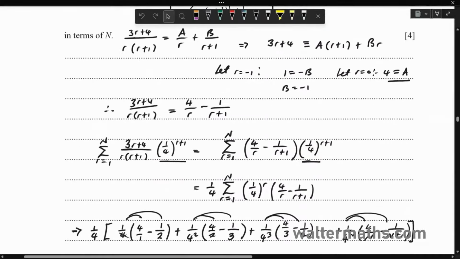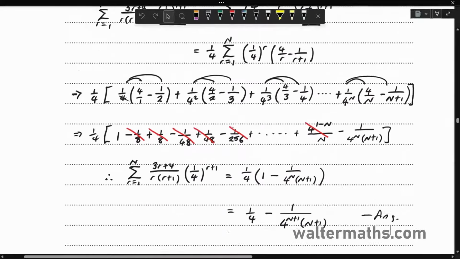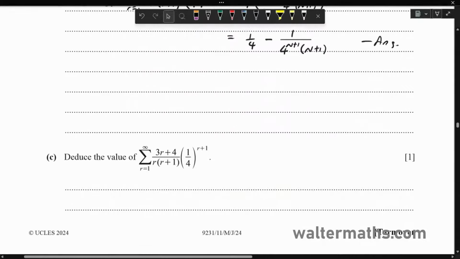So that's how we do it for part B. Let's move on to the last part, that's part C, where they say we should deduce the value of the sum to infinity of this. Alright, so this is going to be equal to the limit as n approaches infinity of a quarter minus 1 over 4 to the n plus 1 of n plus 1.